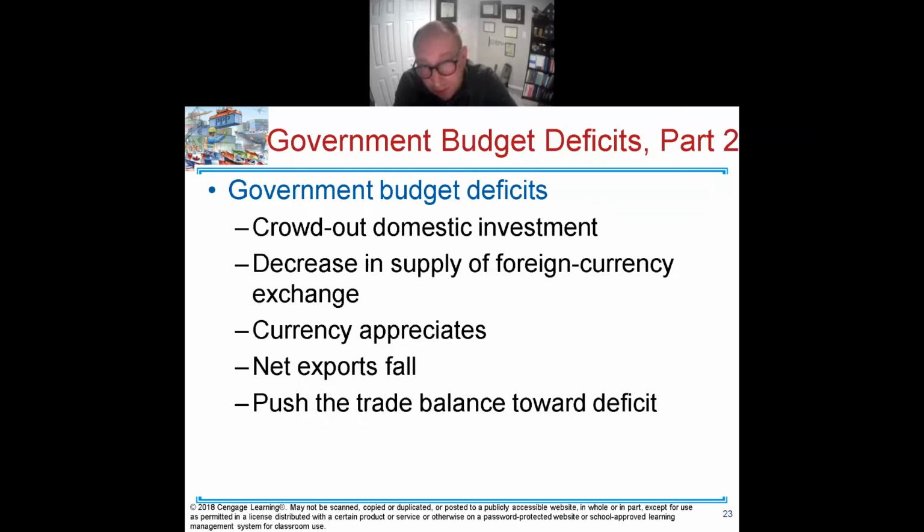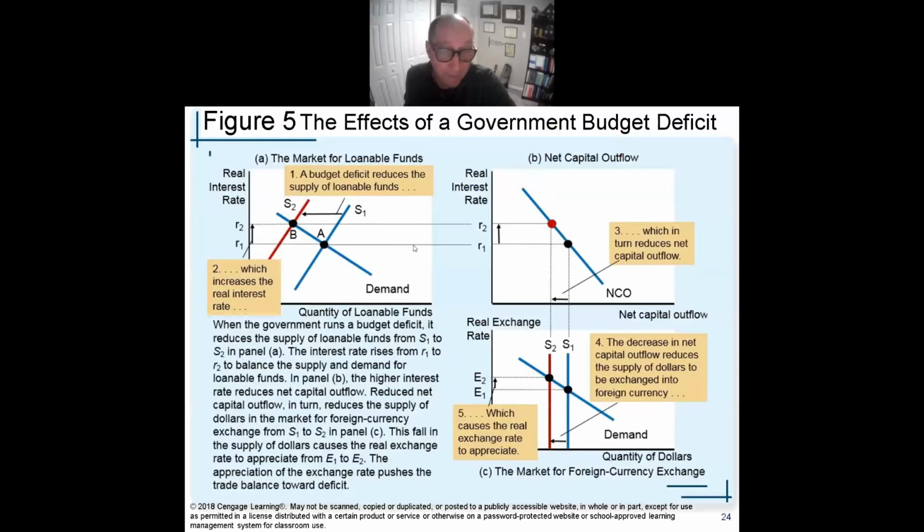The deficits also decrease the supply of foreign currency exchanges. The value of the currency appreciates in value. Exports fall and pushes trade balance toward a deficit. Again, the solution to the government's deficit is to stop spending so much money. Why is it so hard in the United States for them to figure that out?